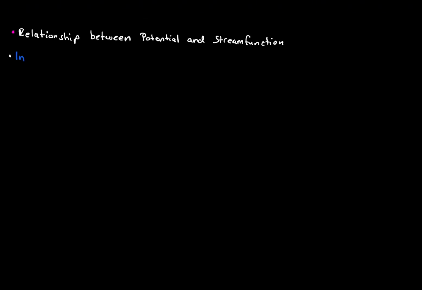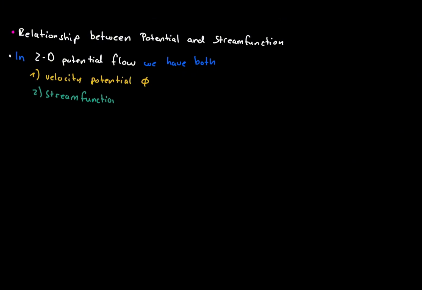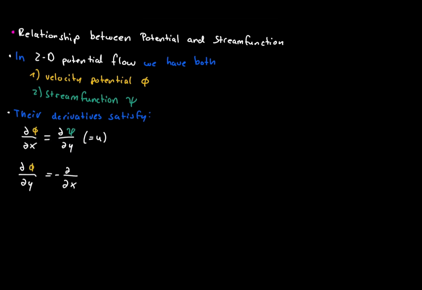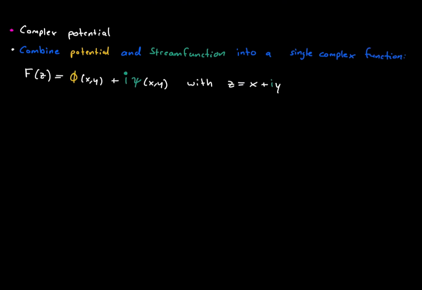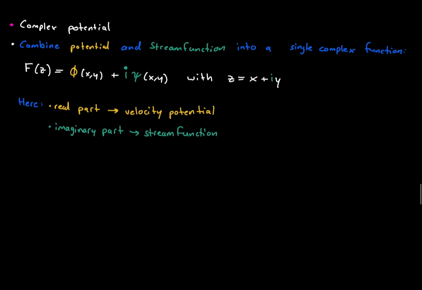In two-dimensional potential flow, we therefore have two scalar functions, the velocity potential phi and the stream function psi. These two functions are related to each other through special mathematical relations that connect their derivatives. Because of this connection, we can combine them into a single complex function. This function is called the complex potential. The real part of this function represents the velocity potential, and the imaginary part represents the stream function.